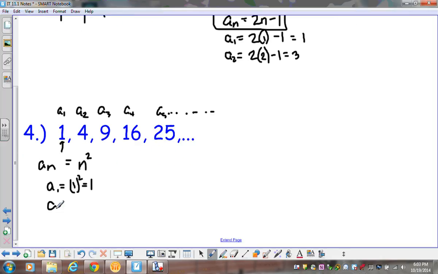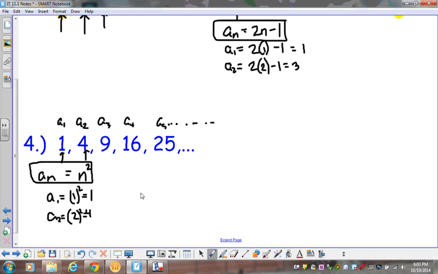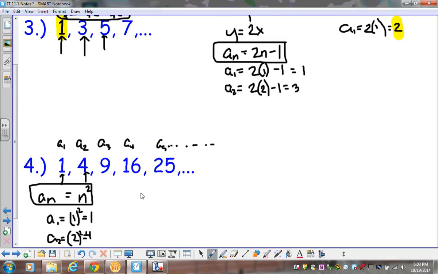For a sub 2, I plug in a 2. So I'm going to take 2 squared, which is 4. Here's my second term, etc. So 3 squared, 9, 4 squared, 16, etc. So in this case, my particular pattern is a sub n equals n squared. Now, some of these are not very easy to find. Some of them require just some practice plugging in values and seeing what works. Sometimes there's not a rhyme or reason for why any pattern is the way it is. You just have to try things.